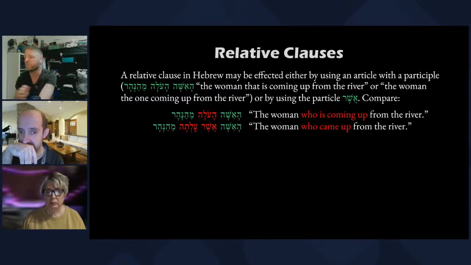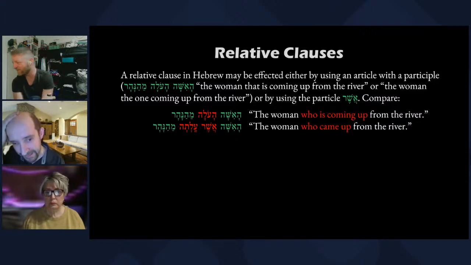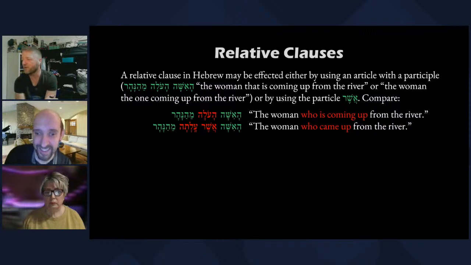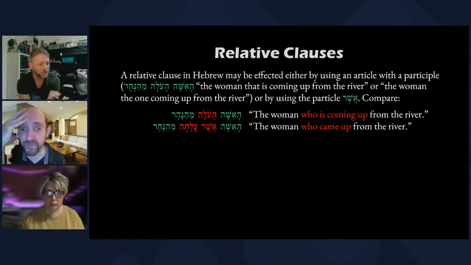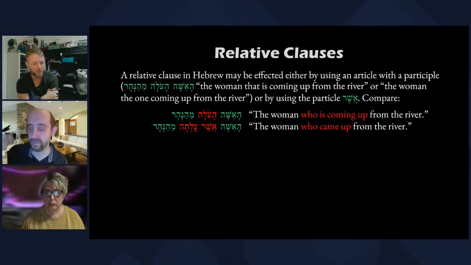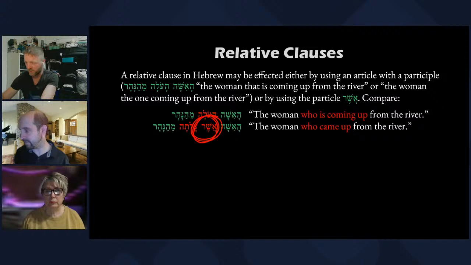Okay, so let's see. Ha'isha ha'ola min hanahar. It does look like Christmas, doesn't it? Red and green. Well, so it's the woman, the one coming up from the river. The woman who is coming up from the river. If we go into the past tense, which we haven't covered yet, instead we're going to say ha'isha asher alta min hanahar, the woman who came up from the river. We haven't covered past tense. Don't worry. The point is that particle asher.